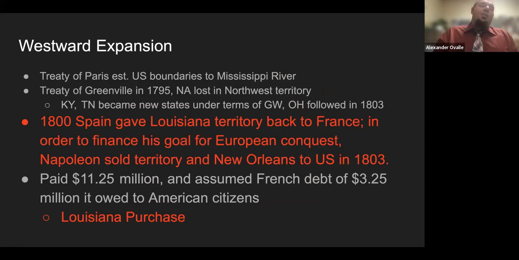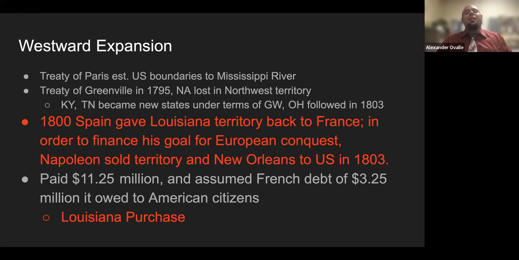Westward Expansion. We're almost done. The Treaty of Paris established the United States boundaries to the Mississippi River. The Treaty of Greenville in 1795, Native Americans lost all in the Northwest Territory. Kentucky and Tennessee would soon become new states under George Washington. Ohio followed in 1803. And in 1800, Spain, if you recall from the last video, Spain owned the Louisiana Territory.